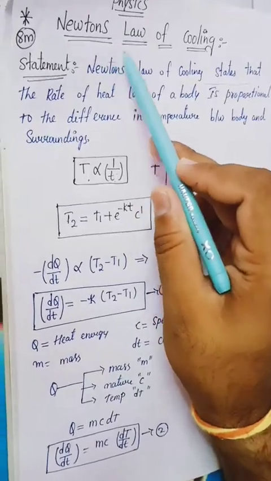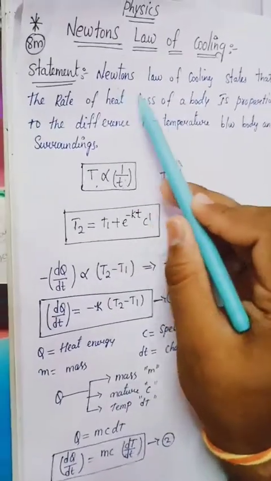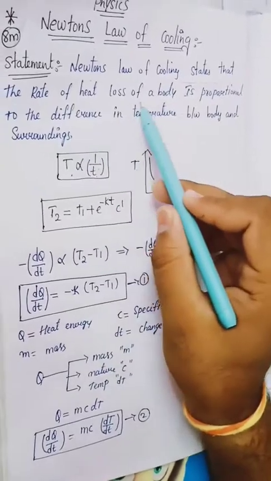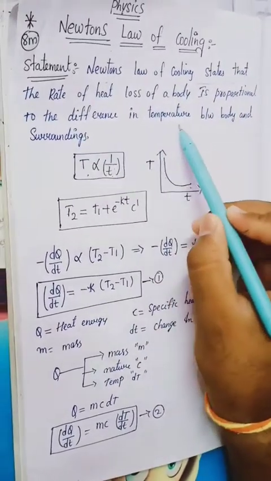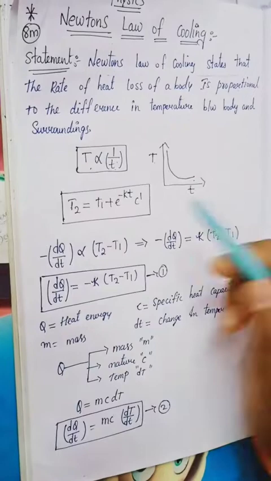Today I am explaining the statement of Newton's law of cooling. Newton's law of cooling states that the rate of heat loss of a body is proportional to the difference in the temperature between the body and its surroundings.